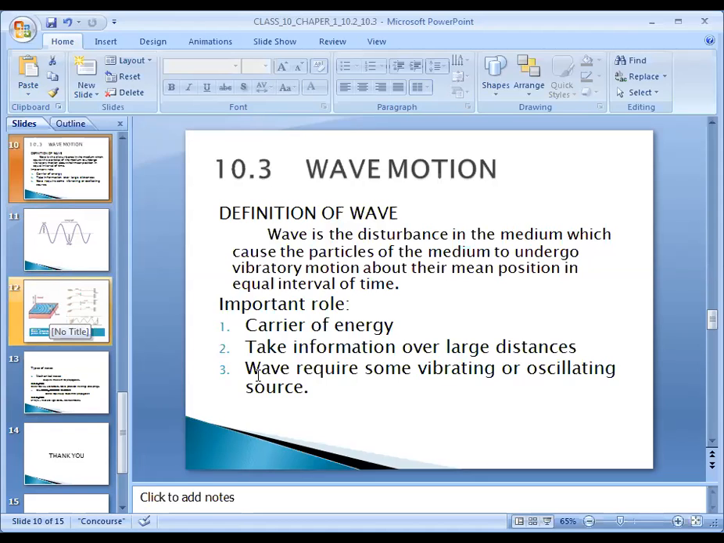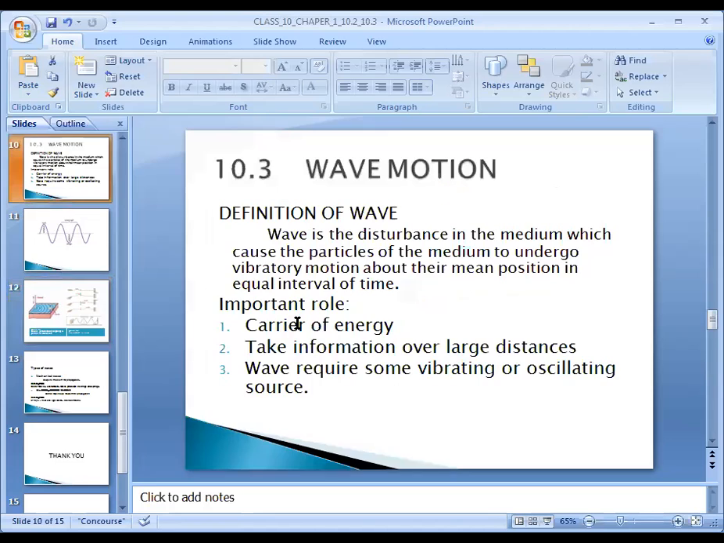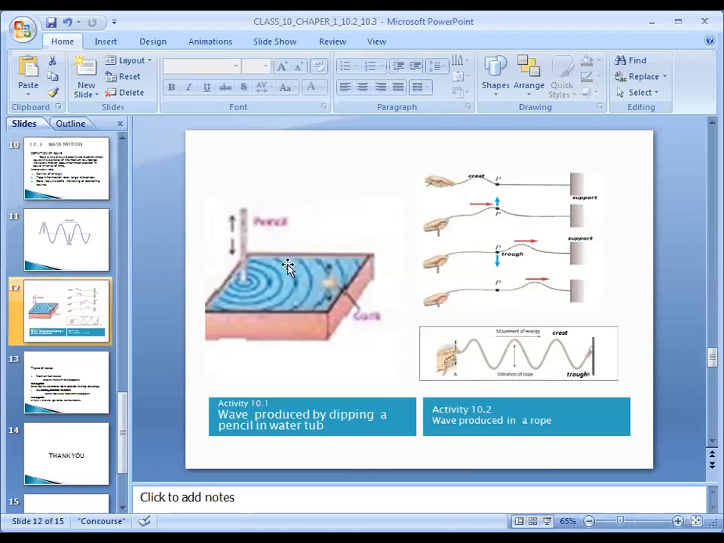I told you a wave also requires some vibrating or oscillating source. In this case, the pencil is the vibrating source in my activity 10.1. If I create the disturbance with the help of the pencil, the wave will be generated. These arrow lines are waves, right? Waves are carriers of energy, they take information over large distances. So after some time, these waves will move outwards and reach the cork, which is over here.